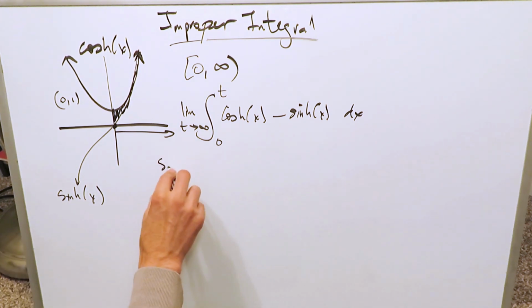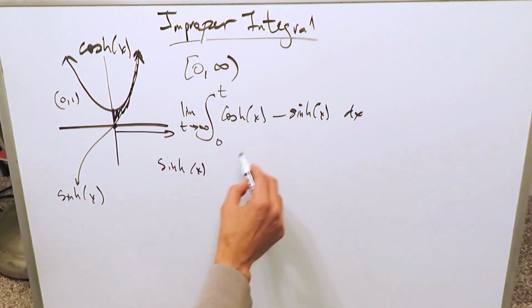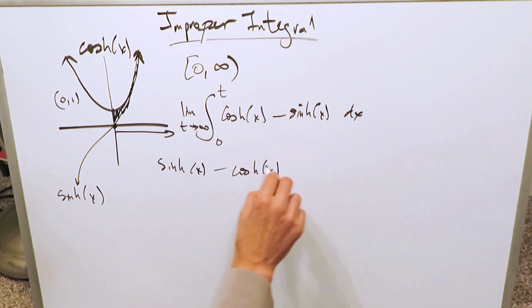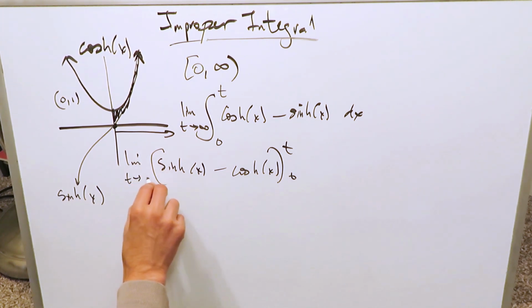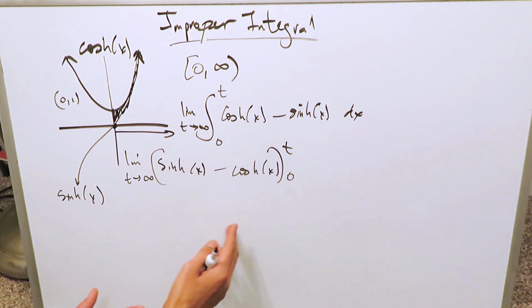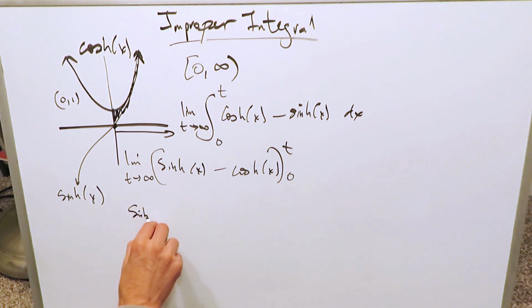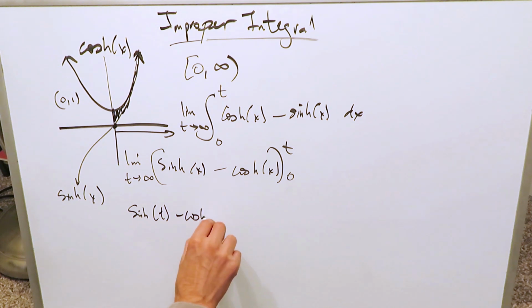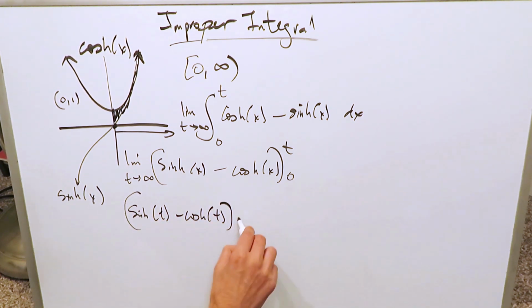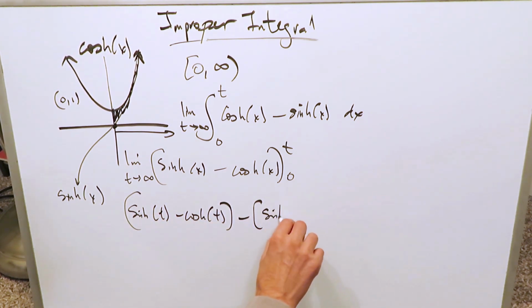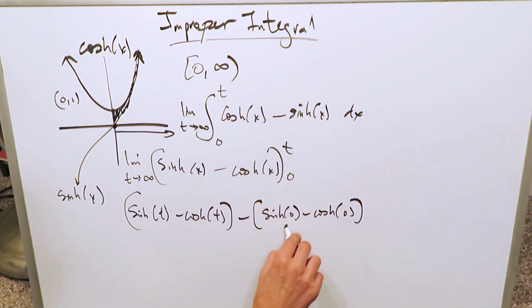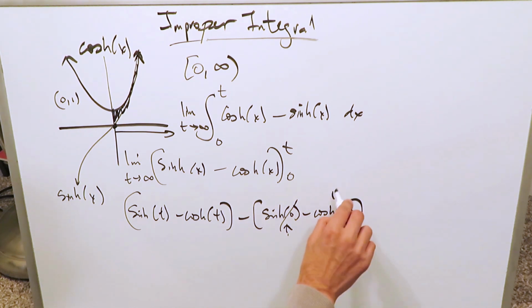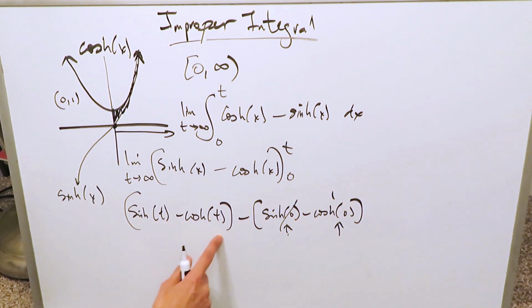The antiderivative here is sinh x. The antiderivative over there is hyperbolic cosine. You're looking at it from 0 to t, limit as t approaches infinity. What you would do is put t in place of x, then put 0 in place of x, and take the difference. You would have hyperbolic sine t minus hyperbolic cosine t. This is your upper limit. Now we'll put in the lower limit: hyperbolic sine 0 minus hyperbolic cosine 0. This right here is equal to 0. This here is equal to 1. You have to evaluate these. You're bringing in an infinity.